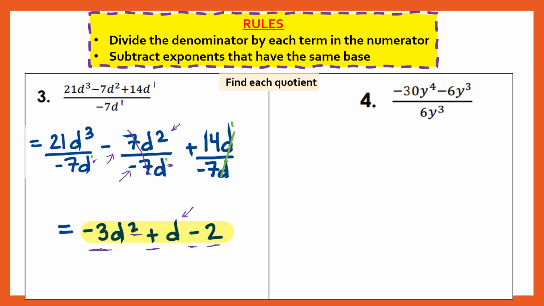Our d's cancel out because they each have just one d, or 1 minus 1 is just 0. So this is my final answer. Negative d squared plus d minus 2. Last one I'm going to do with you. Same process. I'm going to divide everything by 6y to the third.